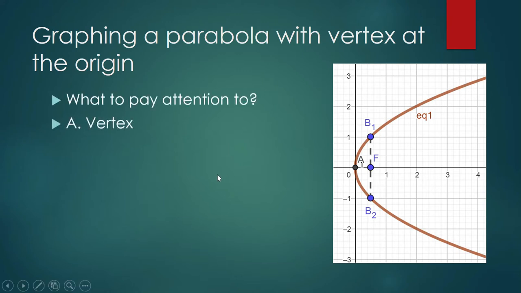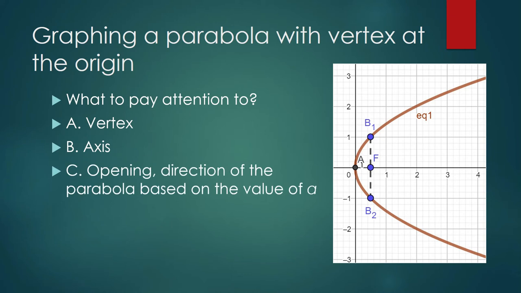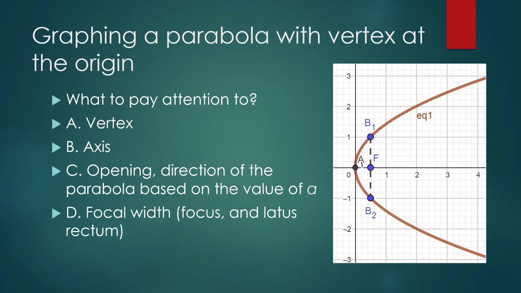Okay, so we will pay attention to the vertex, the axis, is it vertical or horizontal? The opening: when does it open to the left? When does it open to the right? When does it open upward? And when does it open downward? So it's going to be based on the value of A, or in particular the sign of A. Is it positive or negative? And then we will pay attention to the focal width. But in order to get to the focal width, we must first get to the focus. From the vertex, we go to the focus, and then we produce those endpoints of your latus rectum, and then we trace your parabola.